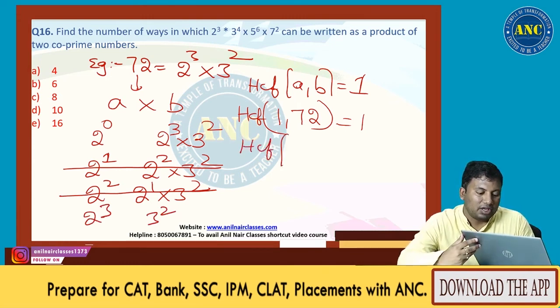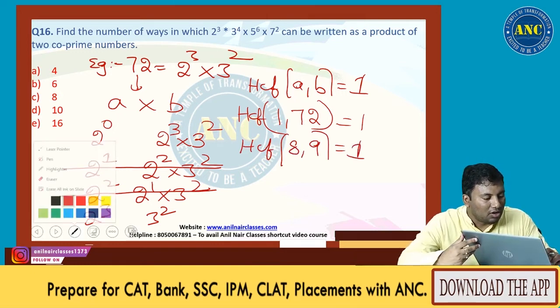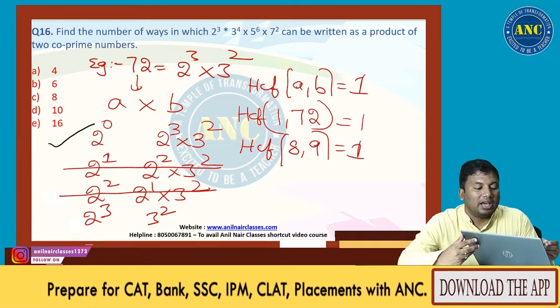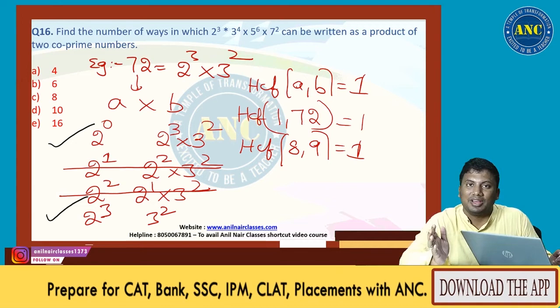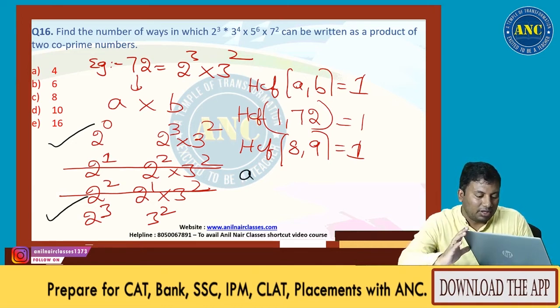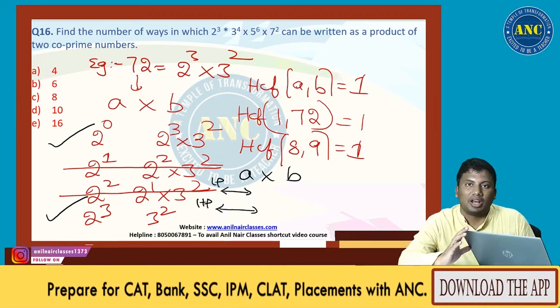HCF of 8 comma 9 is nothing but 1. So totally, if you observe, only two cases came. Either the lowest power came or the highest power came. Are you all with me? That means in A into B, either the lowest power will come or the highest power will come.